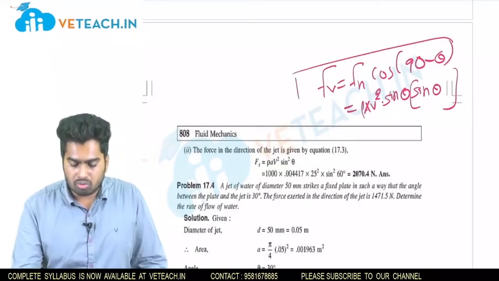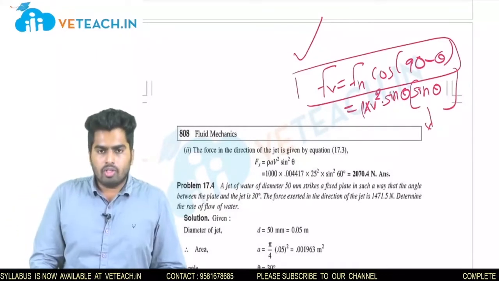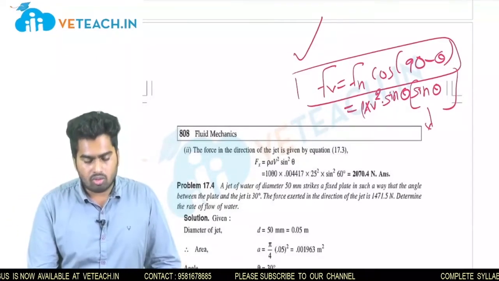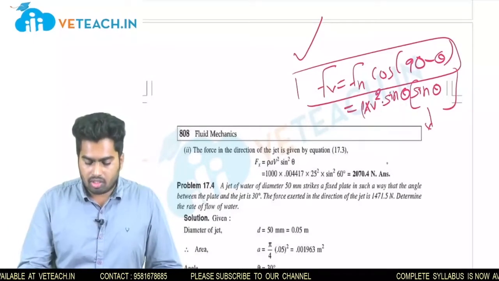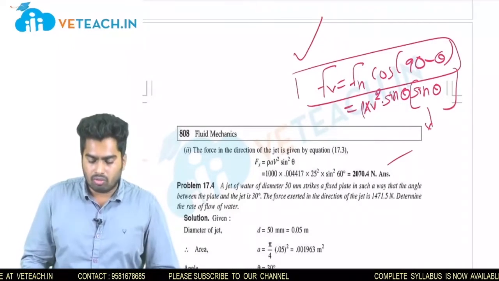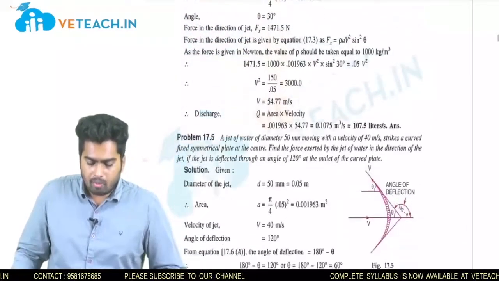You can directly use this formula, or you can remember this formula, it's your choice. So Fx equals rho a v square sin square theta. Rho is 1000, area is known, velocity is known, and theta is also known. If I substitute here, we will get the value as 2070.4 newtons, right? So let us see now.